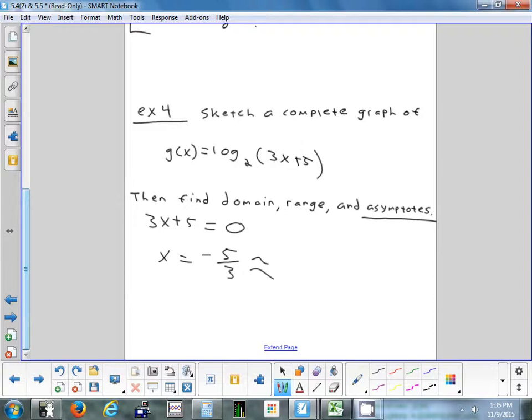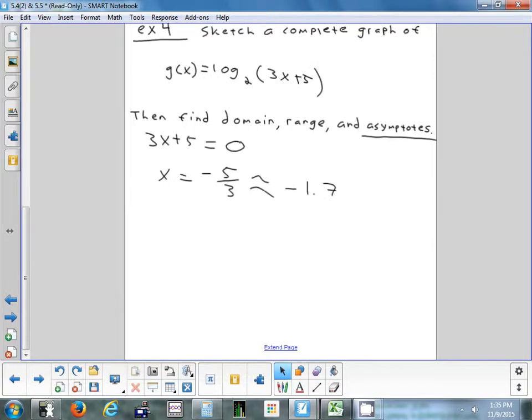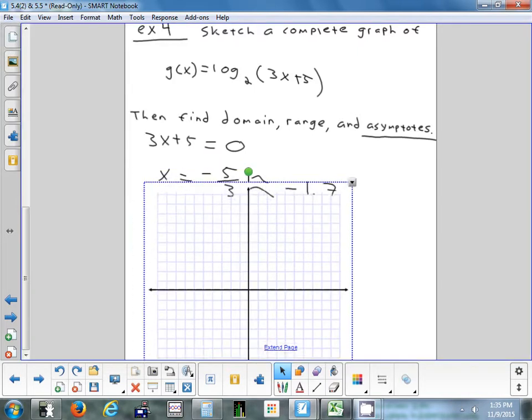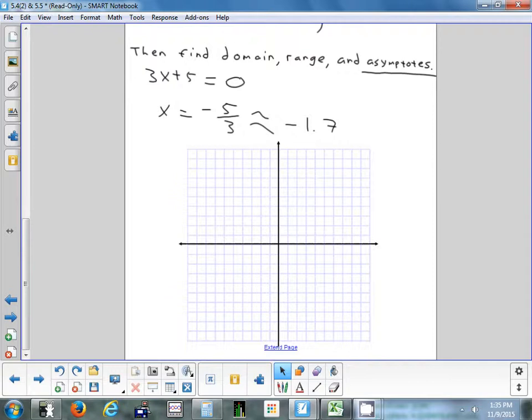Yeah. For graphing purposes, I usually round to a tenth because I can't graph any more accurate than that by hand. All right, so let's put that in. Okay, so vertical asymptote at negative 1.7. It's probably good enough.